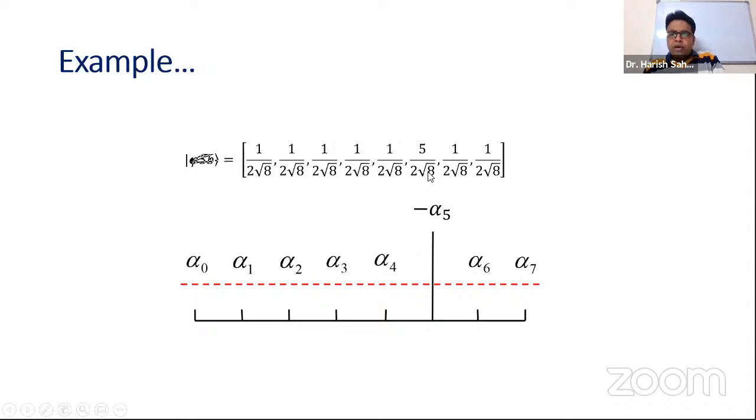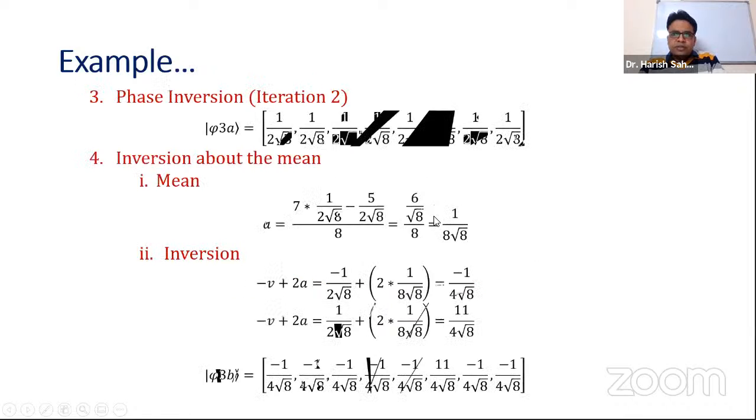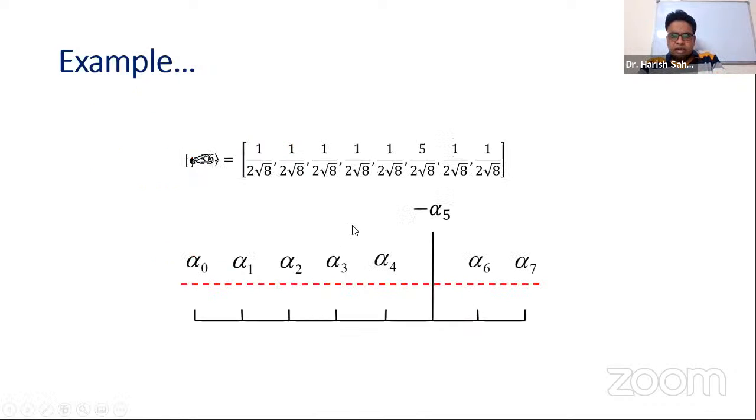Now again in the Grover operator, what we do is we change the sign of the desired state, the phase inversion. So what will happen? We will change the sign of this alpha 5. So some distortion is happening. What can we do? So the idea is, you understand this. Okay.